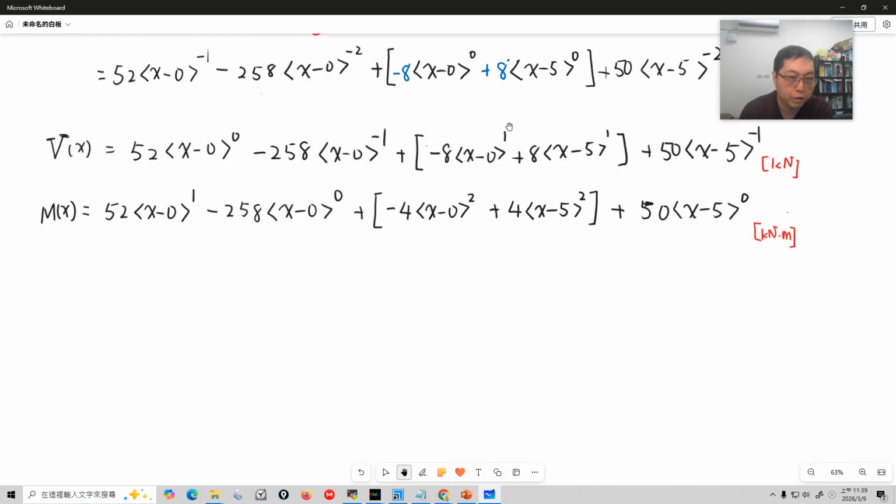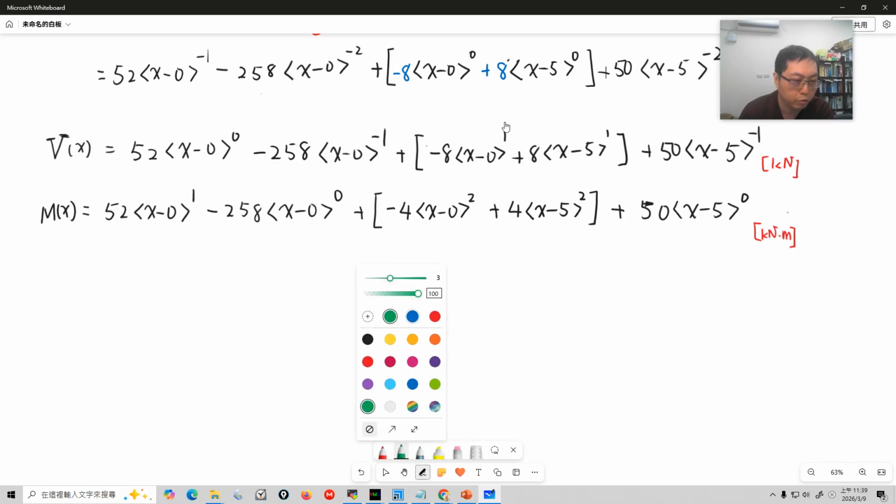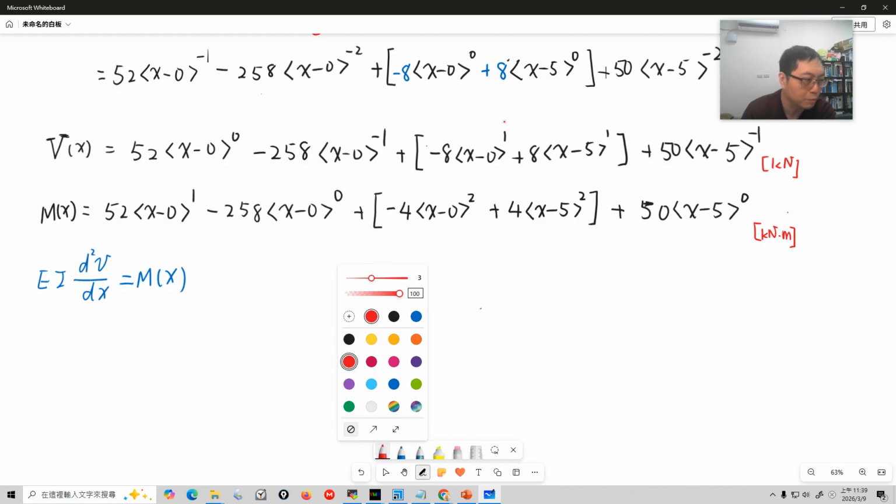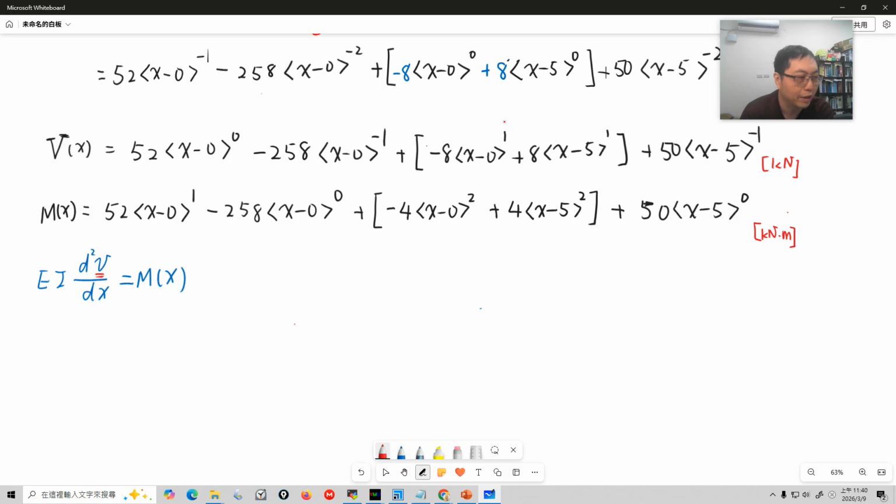In the final part, we need to use the differential equation. Let me write down the differential equation we are going to use here. It's EI times the second derivative of nu, or mu, equal to M of x, where M of x is the moment function. Next we have to solve for nu. How to do that?